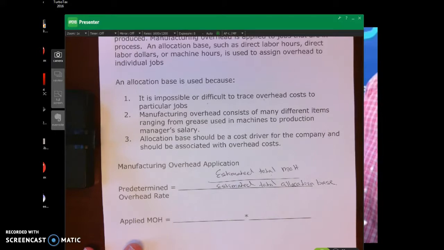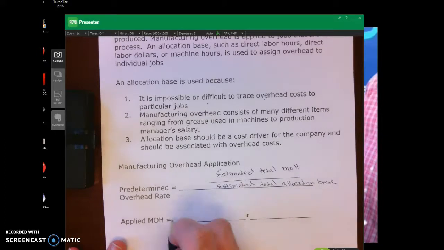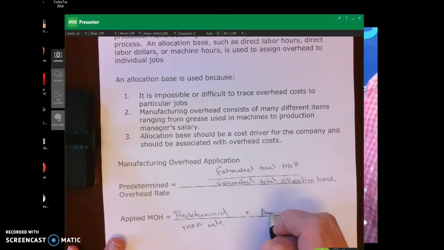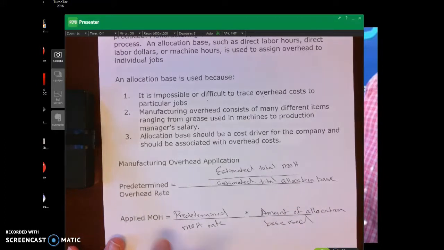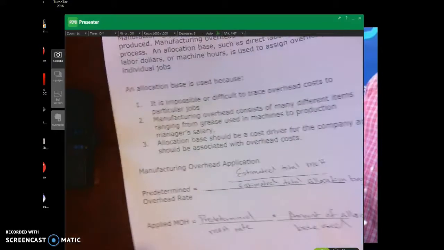And so when we actually go through and we apply the overhead, we take this predetermined manufacturing overhead rate times the amount of allocation base used. Okay? So we take the rate times the amount of allocation base used, and that's how much overhead we apply. So let's look at a good example over here.